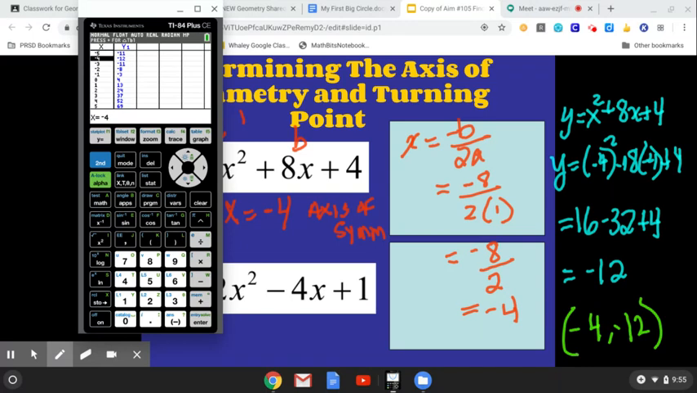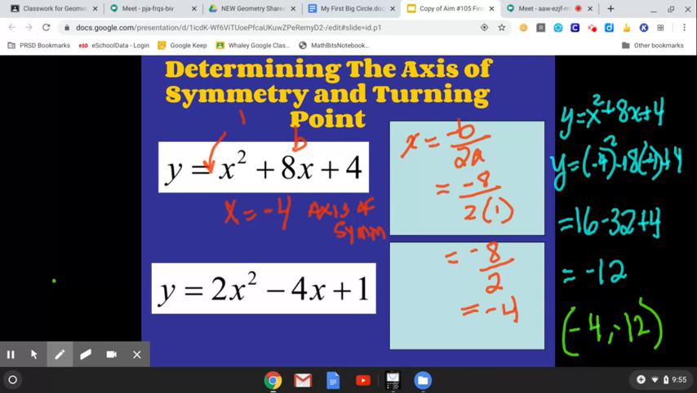All right. Well, that's it for today. That was finding the axis of symmetry by hand and finding the turning point by hand, with a little assistance to check using the graphing calculator. You're going to get a chance to practice this on your homework tonight, and then we'll do some more work with the graphing calculator tomorrow. All right.